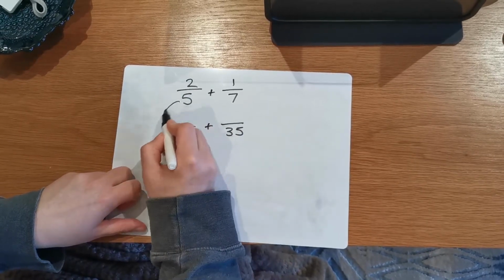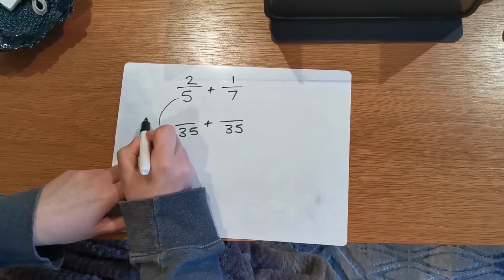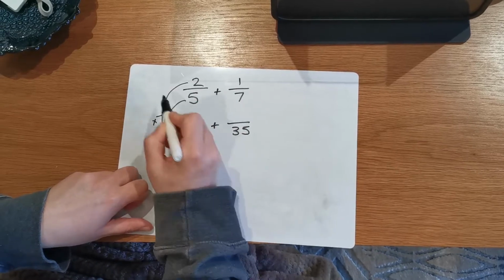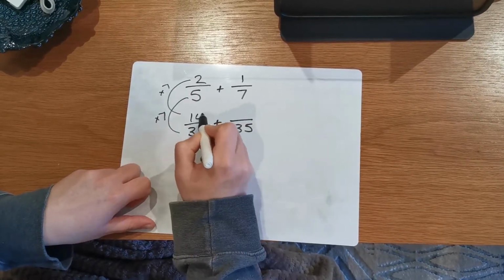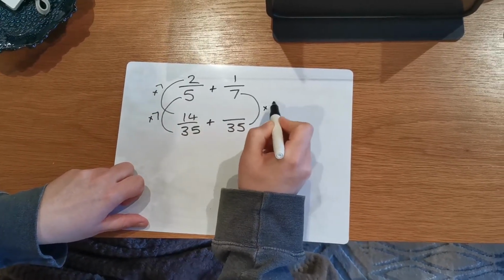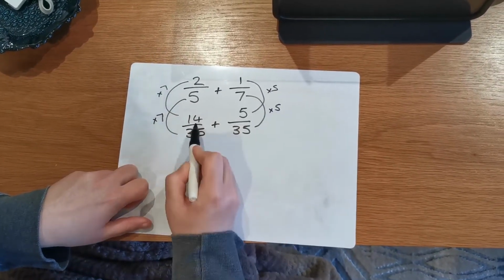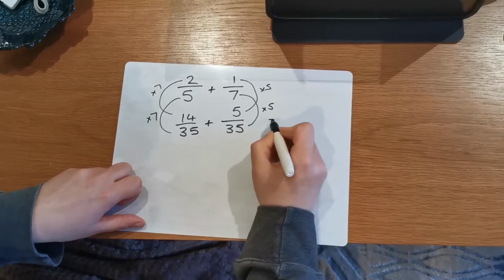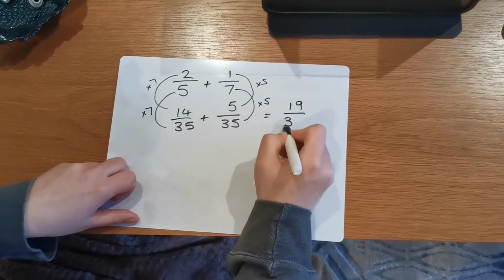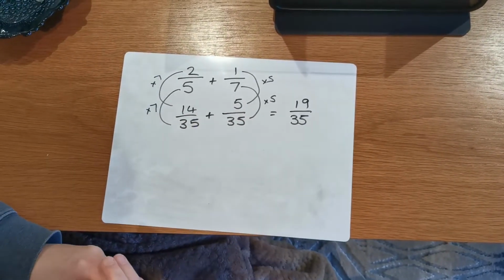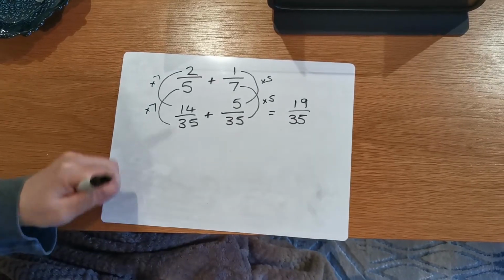Okay? So again, apply the granddad rule. 5 times 7 is 35. 2 times 7 is 14. 7 times 5 is 35. 1 times 5 is 5. So it becomes 14/35 add 5/35 will be 19/35. Okay?